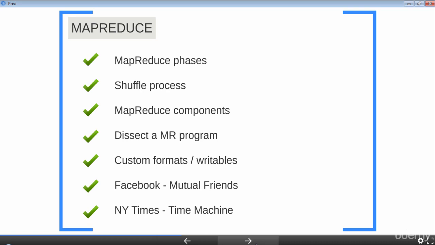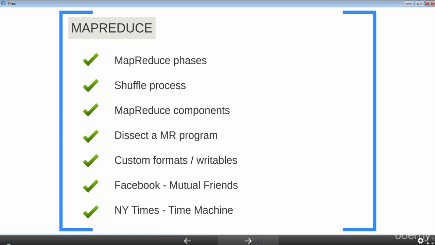Then come two important and interesting projects. The first project is inspired by Facebook's mutual friends functionality. In this project, we'll take an abstract concept like finding common friends between two friends using MapReduce. Also, we'll see how to write custom writables in this project.